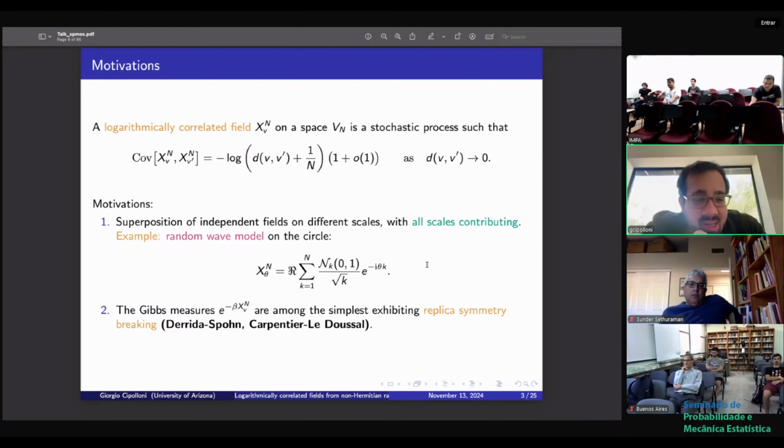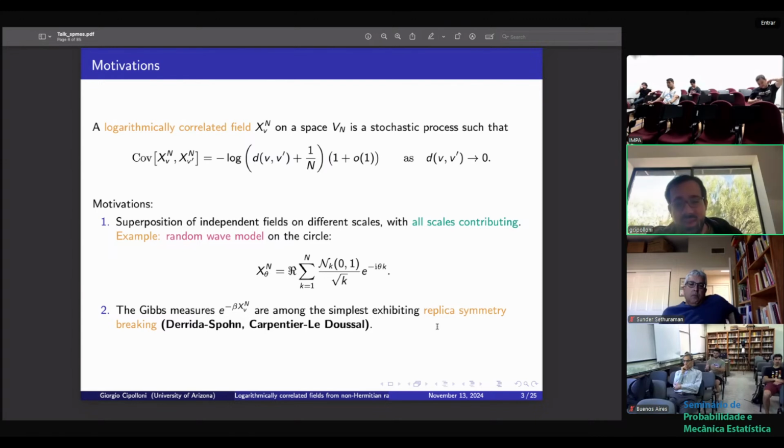Okay, more from the statistical mechanics side, one reason is that if you look at the Gibbs measure e to the minus beta X, where X is a log-correlated field and beta is just a fixed number, the inverse temperature, then these log-correlated fields are one of the simplest examples exhibiting one-step replica symmetry breaking.